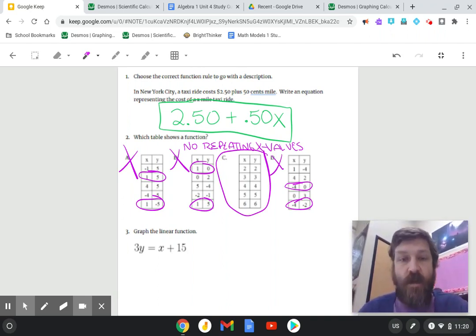So there has to be unique x values. That's the key. There can be no repeats on the x. Now, if there are repeats on the y, totally fine. So don't be tricked by that. It's only the x values that matter. There are no repeats.